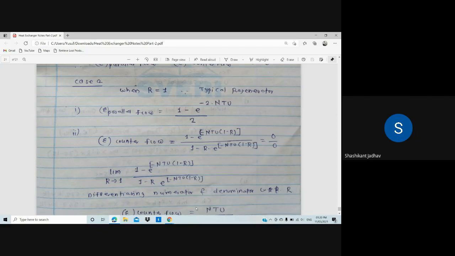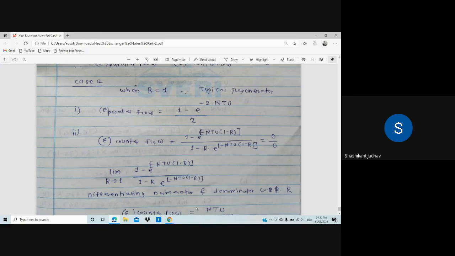So if we put the value R equal to 1 into this equation, then we get the 0 by 0 form. If the 0 by 0 form is there, at that time we have to take the differentiation of the numerator and denominator, that is, we have to use the L'Hospital rule. By using the L'Hospital rule we get the effectiveness for the counter flow heat exchanger, that is the equation NTU divided by 1 plus NTU.